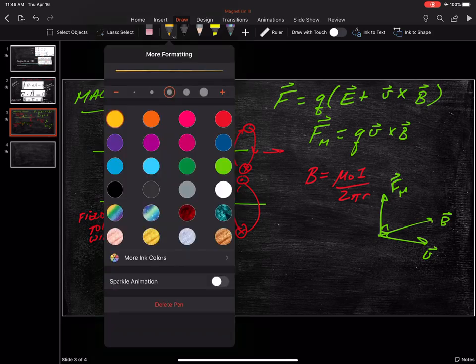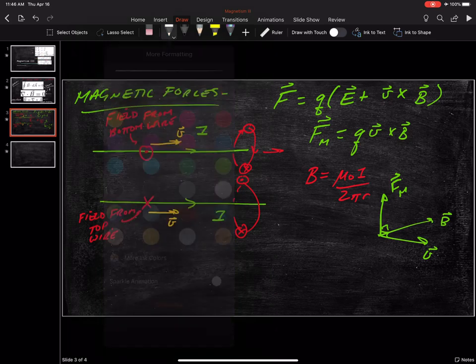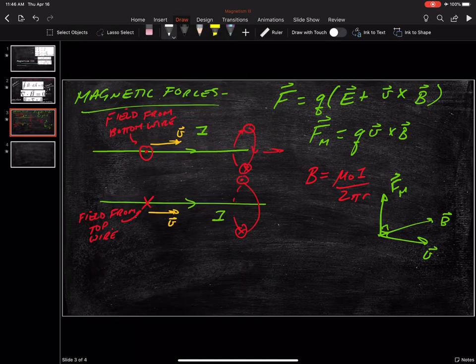And the magnetic force is going to be what? Well, V cross B. From the bottom one, V is to the left, B is in. There's going to be a magnetic force pointing up on this wire. How about from the top? Well, V points to the right, B points out. There's going to be a magnetic force pointing down.